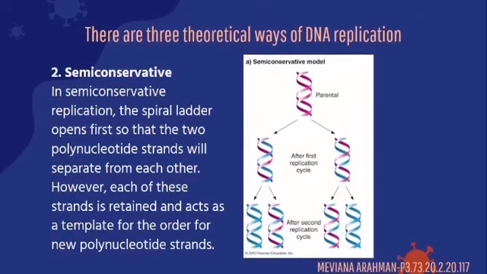The second one is semi-conservative. In semi-conservative replication, the spiral ladder opens first so that the two polynucleotide strands separate from each other. Each of these strands is retained and acts as a template for the formation of new polynucleotide strands.